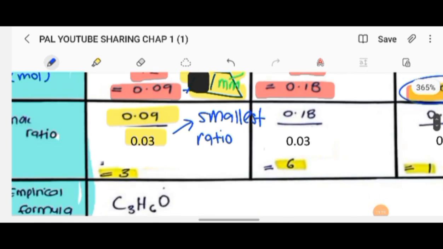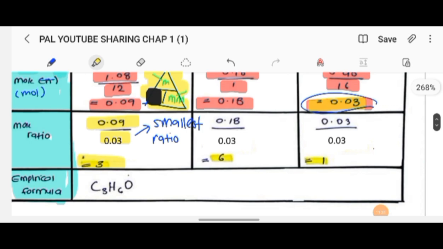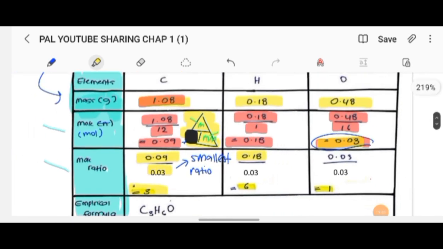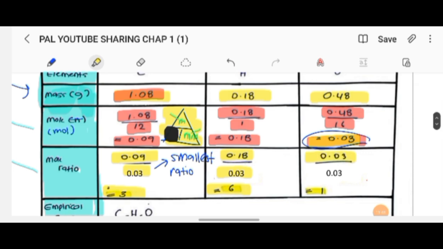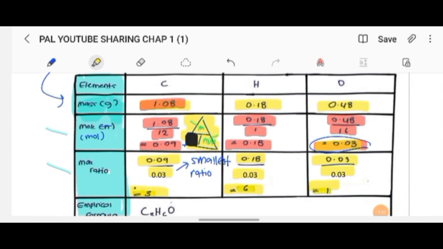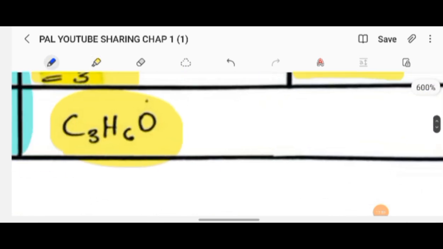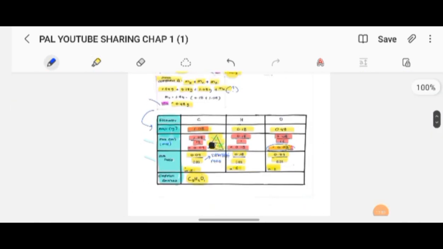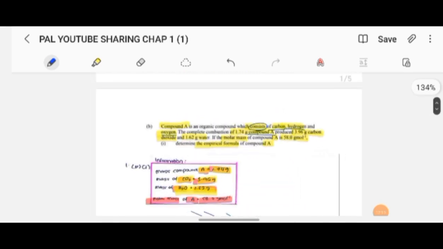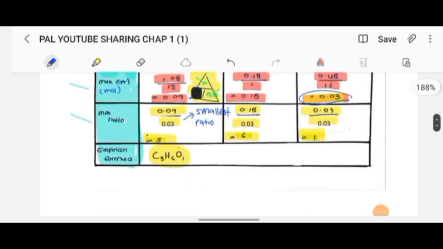With the smallest ratio 0.03, we will get the answer 3, which means carbon has 3 atoms. And then the 0.18 mole of hydrogen is divided by 0.03, the smallest ratio, and hydrogen has 6 atoms. And then 0.03 for oxygen divided by itself gives 1. Okay, so the empirical formula is C3H6O. Because O is only one, so we see here there is one O. Okay, so this is the answer for question 1B Roman 1.